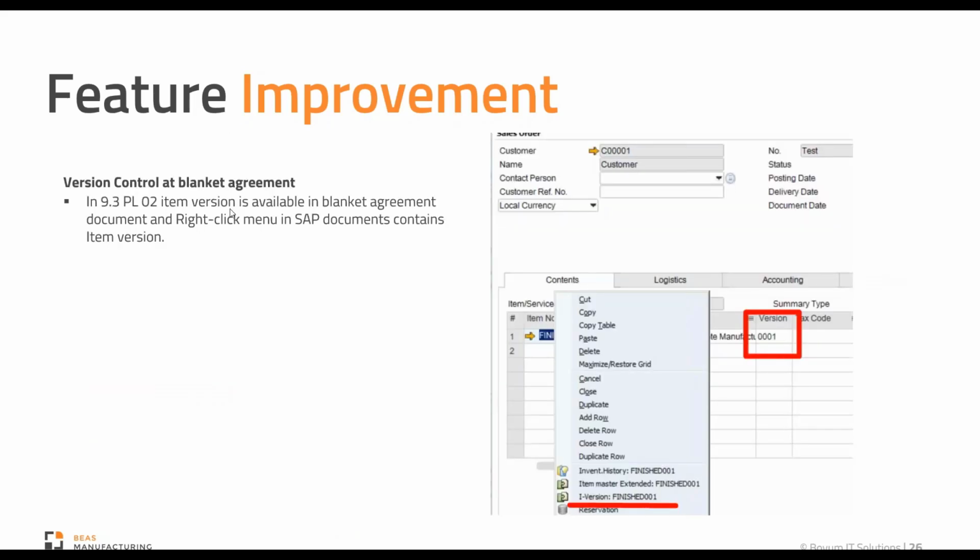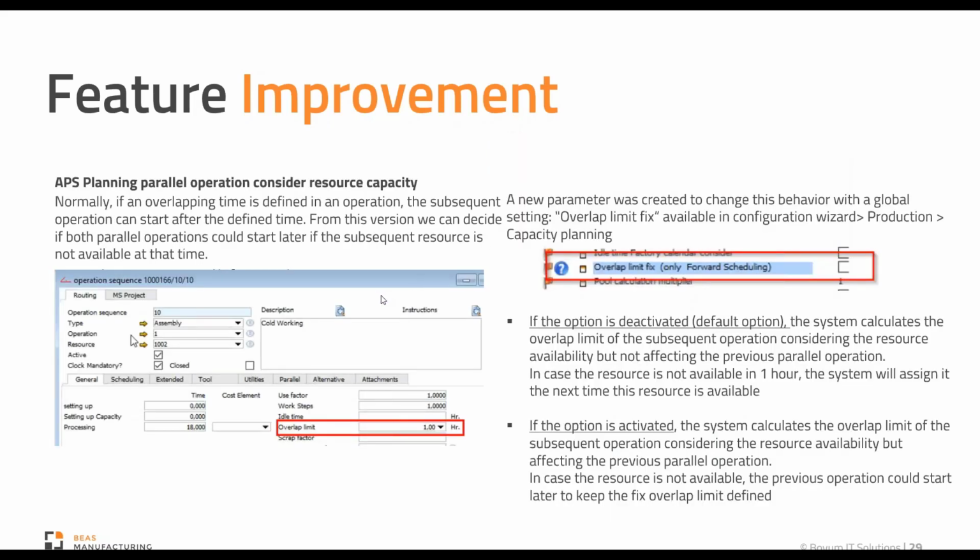Okay. Version control and blanket agreement. So this is a SAP Business One blanket agreement, and we obviously have the version control field that we didn't used to have before. And again, it's really important because if you have a blanket agreement that then becomes a quotation and then becomes a sales order, and you would like to have the version available when you release the order, the work order.